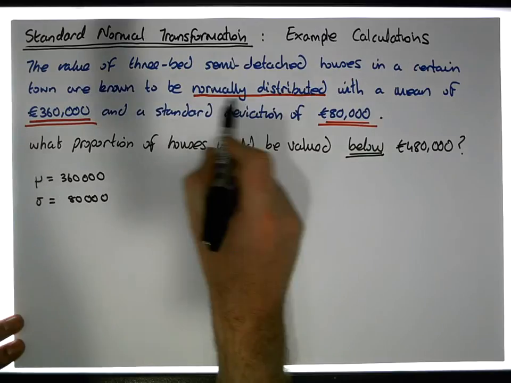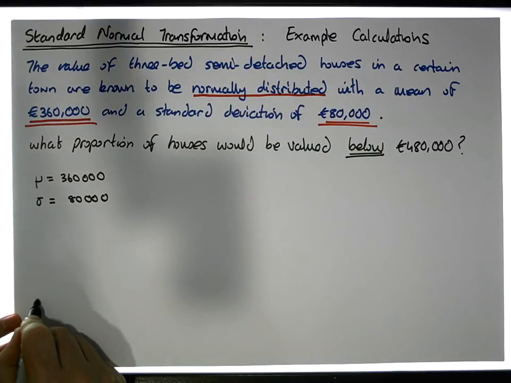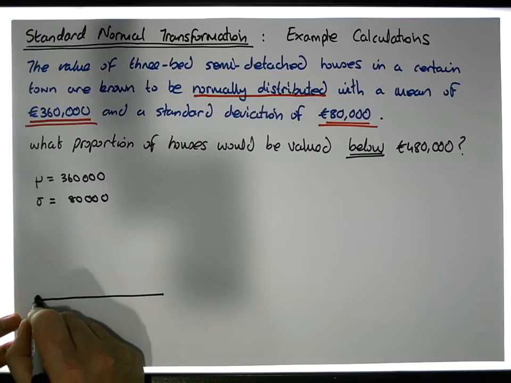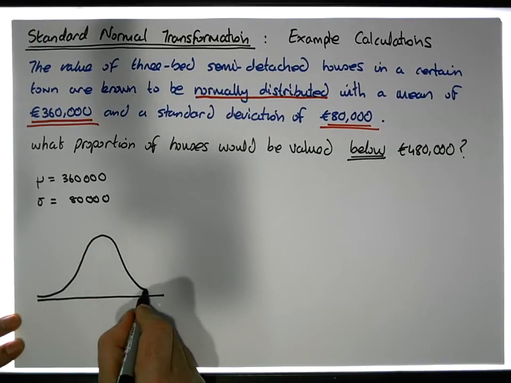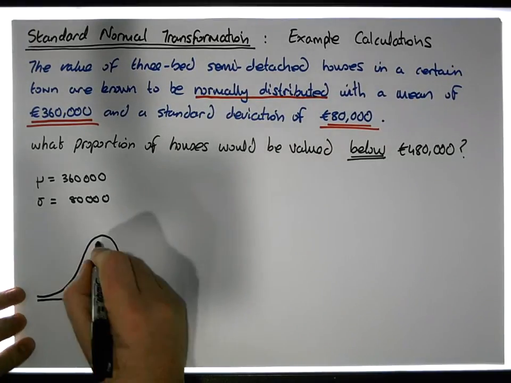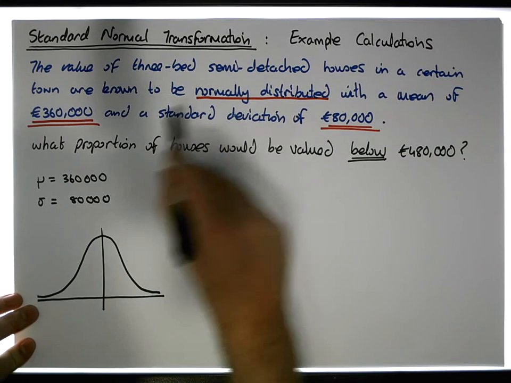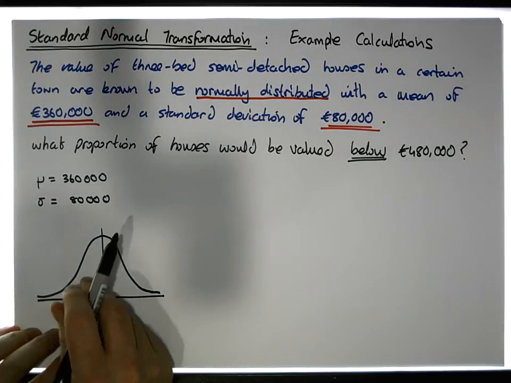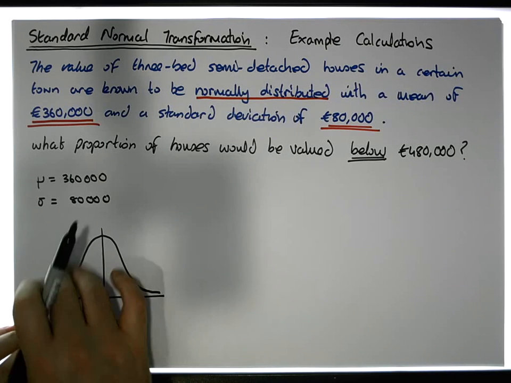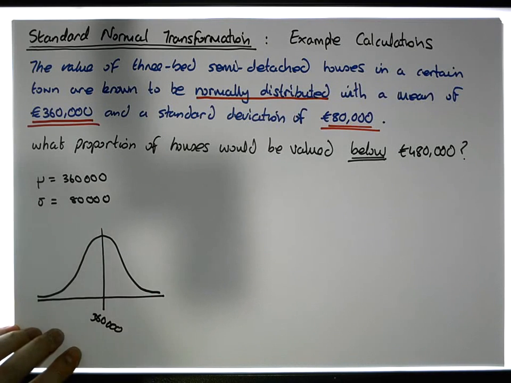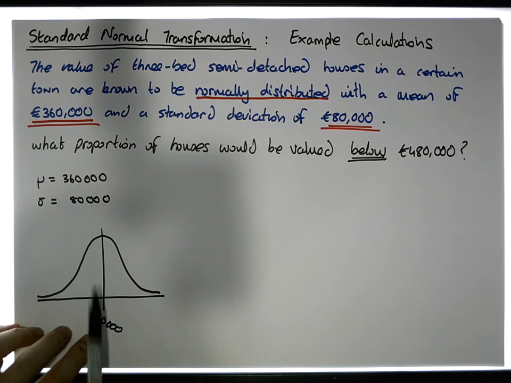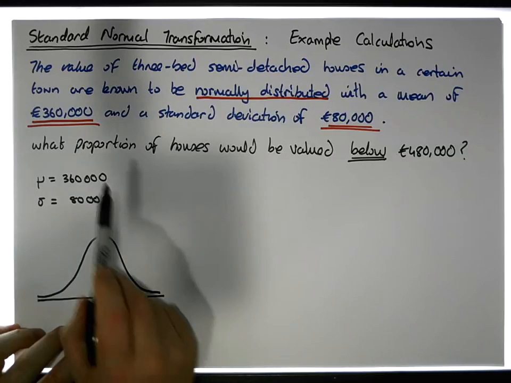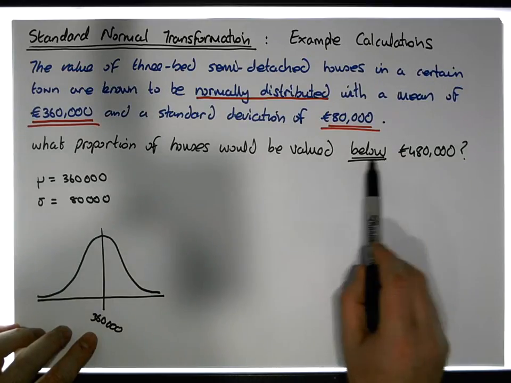We know that house prices are normally distributed, which means we can model them using a bell-shaped curve. The center of this is going to be the population mean, which is 360,000 euros. And the shape, the standard deviation, is 80,000. But the key piece of information is that it's centered on 360,000 euros. Now, what proportion of houses would be valued below 480,000?